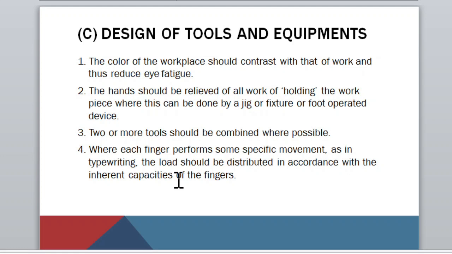in accordance with the inherent capacities of the fingers, right? We all know that for these fingers, on the keyboard and typewriter the letters are indicated. Hopefully we follow that, but sometimes we really can't avoid not following it. I don't know exactly how good you are with fingers on the keyboard, but do you follow which letters go with which fingers?